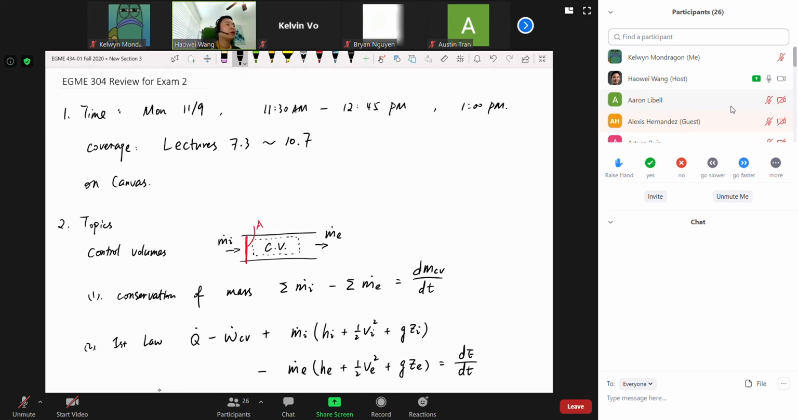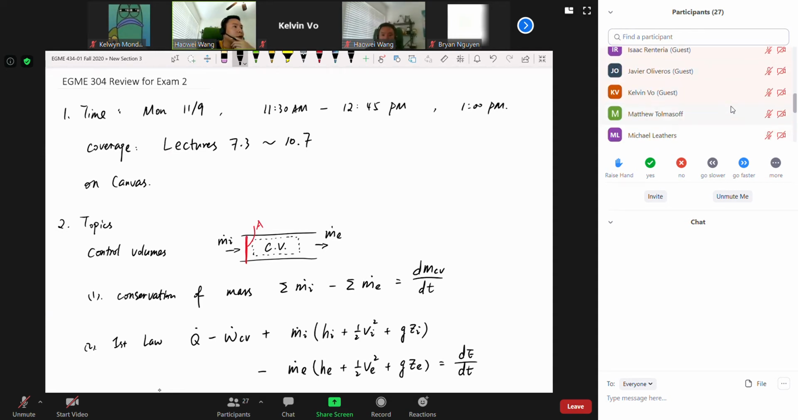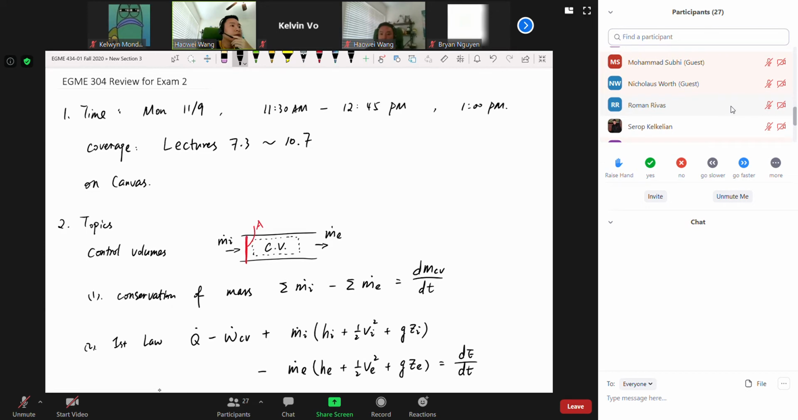Okay, let me see if I can show you. Maybe I can join from a different computer of mine and show you the Canvas page. Start. All right, okay, I'm gonna share a new screen with you. Screen number 2.